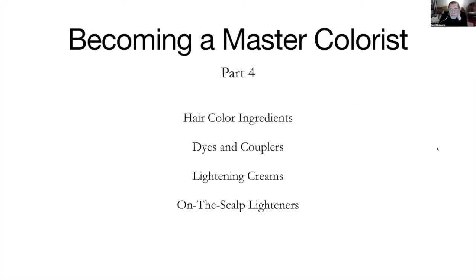Part four will be coming up, and I'll put up the link on Facebook for everyone to hook into it. And what we're going to be talking about in part four is the ingredients that are in hair color and what each ingredient is for. We're going to talk about dyes and couplers and what they actually do and how we create different hair colors and the differences that you find in pure tone hair colors and blended hair colors. We're going to talk about lightening creams, the different types of lightening creams that are available, and we're going to talk about on the scalp lighteners. Now, all of these are going to take place in part four, and we'll spend quite a bit of time on all four of these topics.